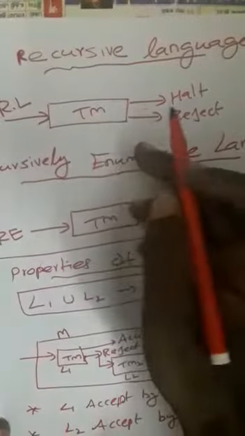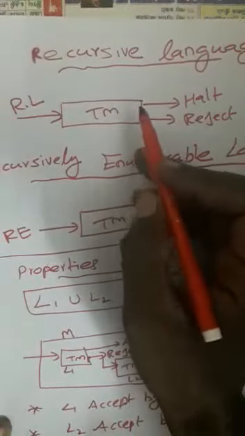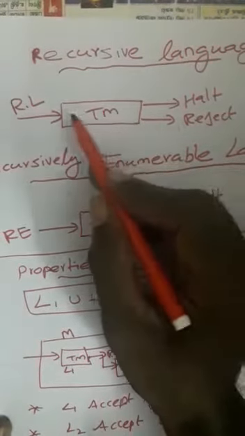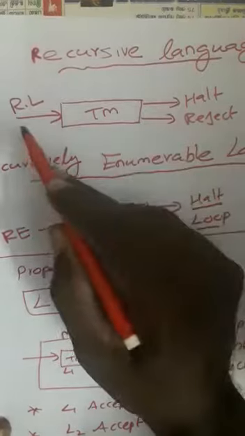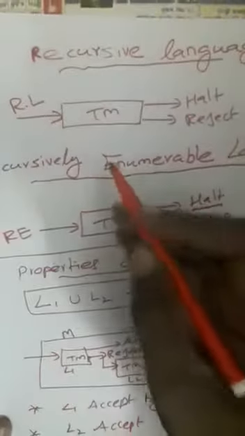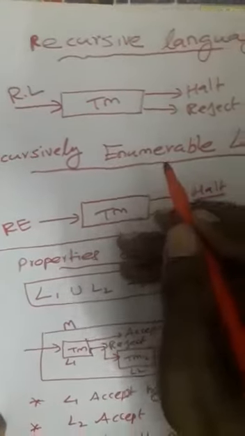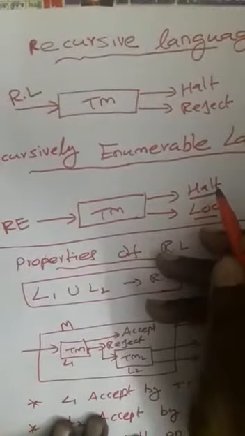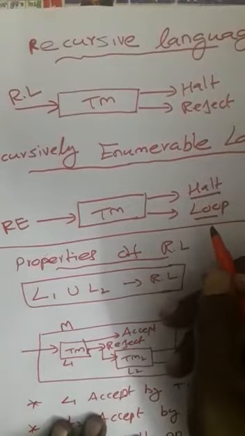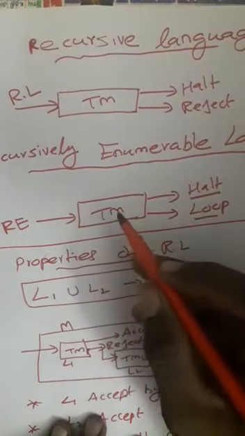So, to know about the recursive language, what is the recursive language? Whenever the Turing machine for the input accepts or rejects, then we can say the language is recursive language. Now, what is the recursively enumerable language? For the input, the Turing machine either halts or it might be in a loop. Then we say that the language is a recursively enumerable language.